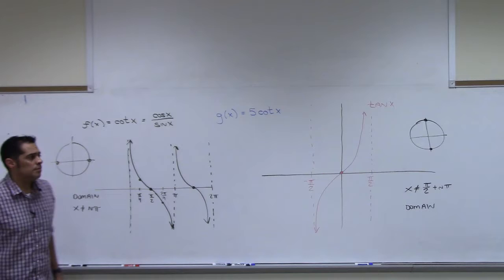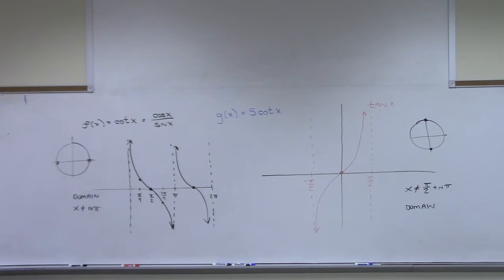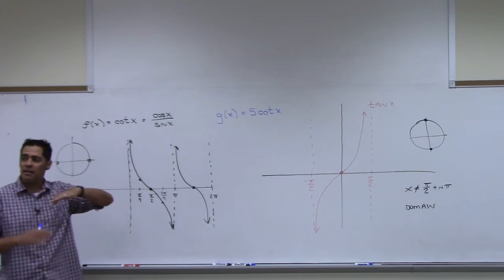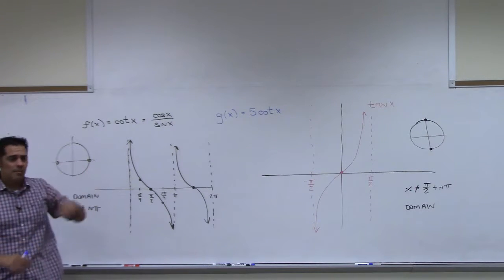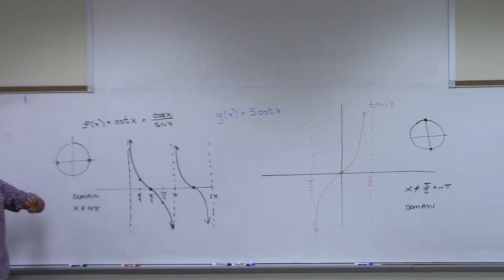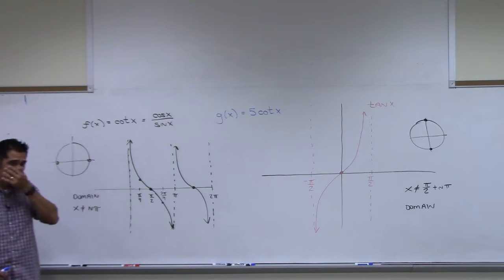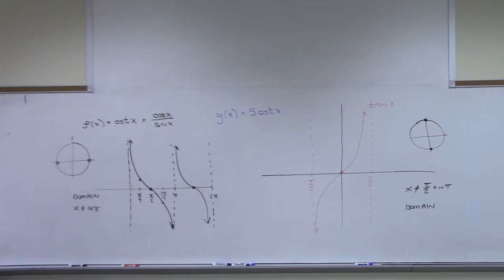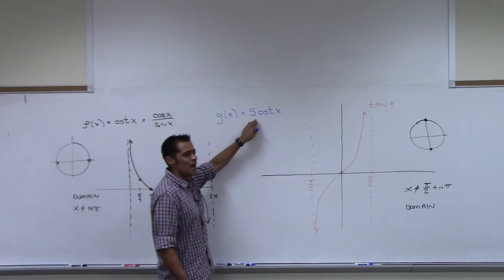What does that do? What is the effect of that 5? That's the amplitude. Well, amplitude was with the sine and cosine, because sine and cosine had a highest and lowest point, but with tangent or cotangent you don't have a highest and lowest point, right? It just stretches it out. All this does is scale the entire function by 5.